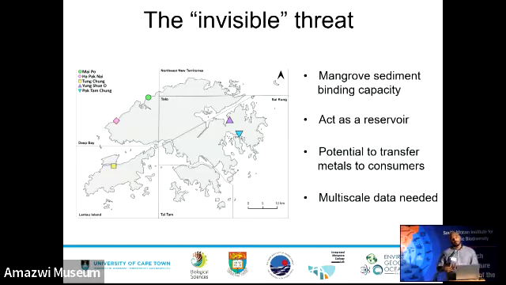So anthropogenic marine debris, microplastics is generally a visible threat. But what we forget about is the invisible threats as well in the form of heavy metals, or metals in general. And mangroves are predisposed to accumulating these metals because of their sediment binding capacity. And they therefore may act as a reservoir to transfer metals from the sediment to producers and then to consumers. So we need multi-scale data. We need data of the sediment, we need data of the plants, and we need data of the consumers of the plants.